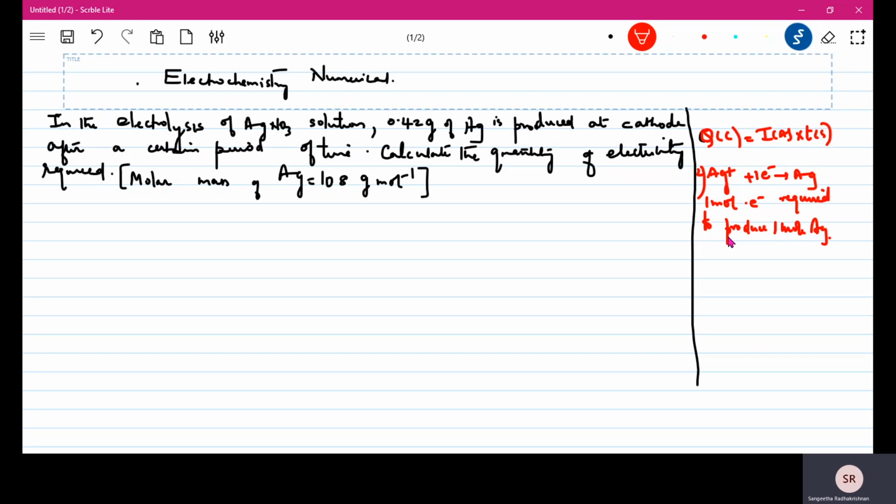Okay. If it is say magnesium, then it is Mg2+. So Mg2+, then you will need 2 electrons. Then you will need to say that 2 mole electrons are required to produce 1 mole of magnesium.